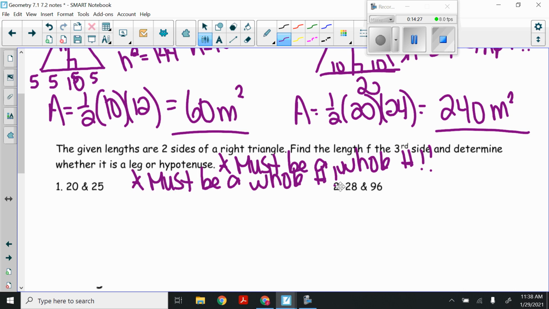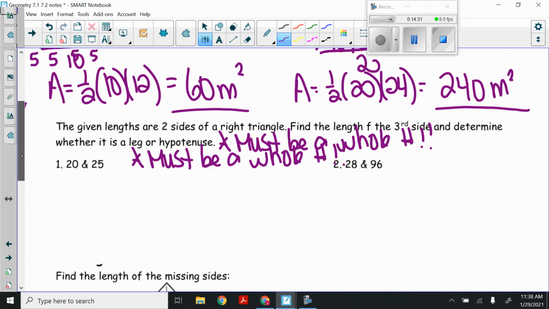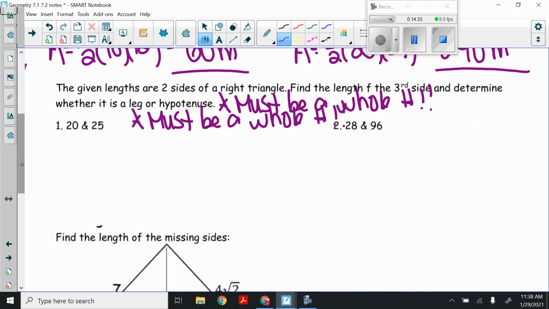So what we want to do is go ahead and square both of our numbers, right? Because we know that we're dealing with Pythagorean theorem. And so we square our sides. So 20 squared gets me 400. Let's do 25 squared. That is 625. So we're looking for, do we need to add those two sides together and take the square root of it and get a whole number, or subtract them and take the square root of it and get a whole number. So let's try subtraction first.